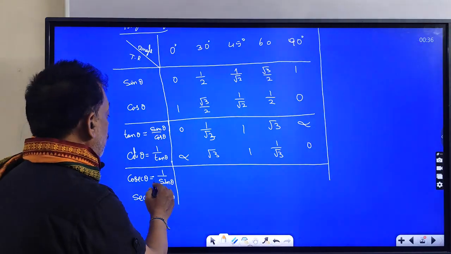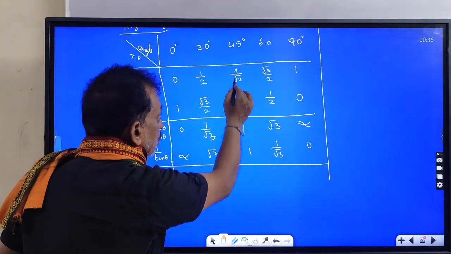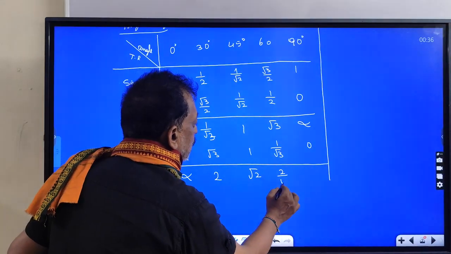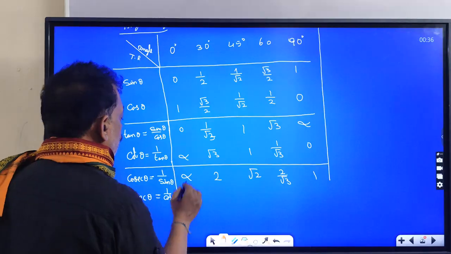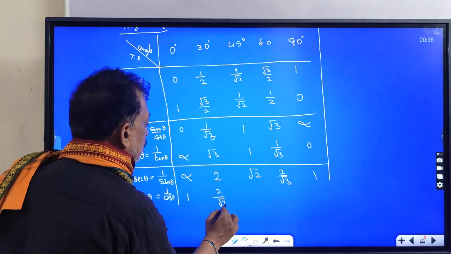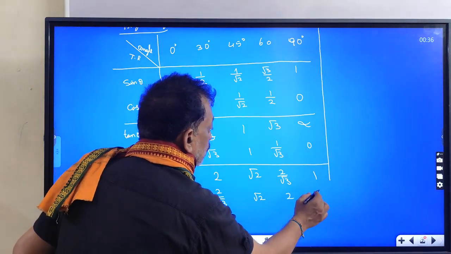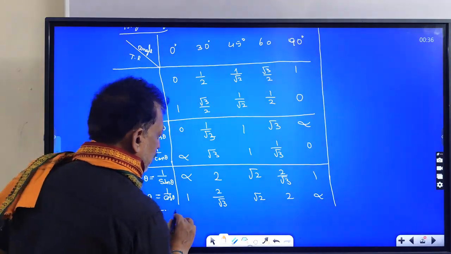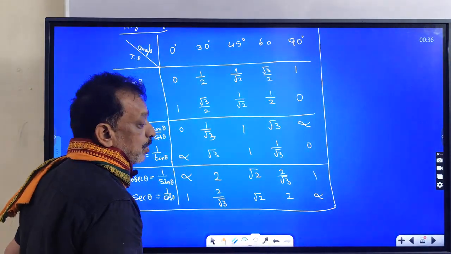Now, coming to the reciprocal of this one, that is infinity, not defined, 2, root 2, 2 by root 3, now 1. Now, secant: 1, 2 by root 3, reciprocal. Now, root 2, this is 2, this is infinity. That's all, understood? Okay, all of you know this, no problem.